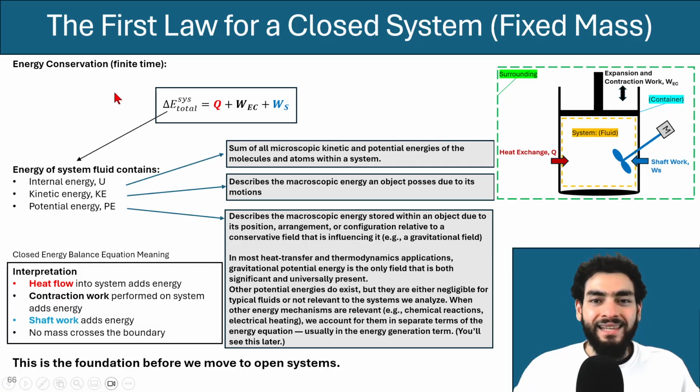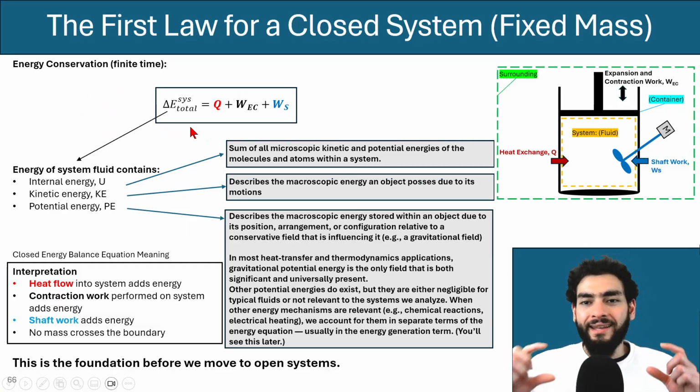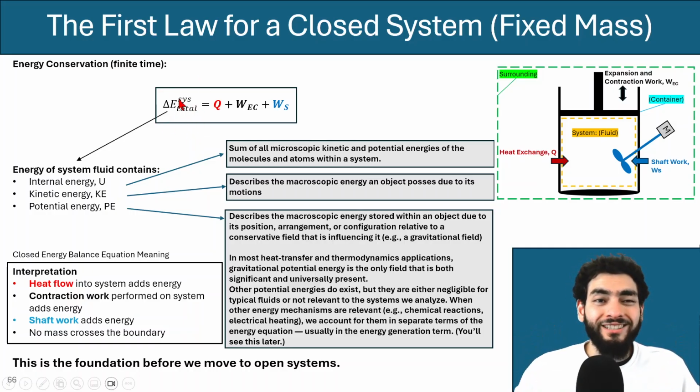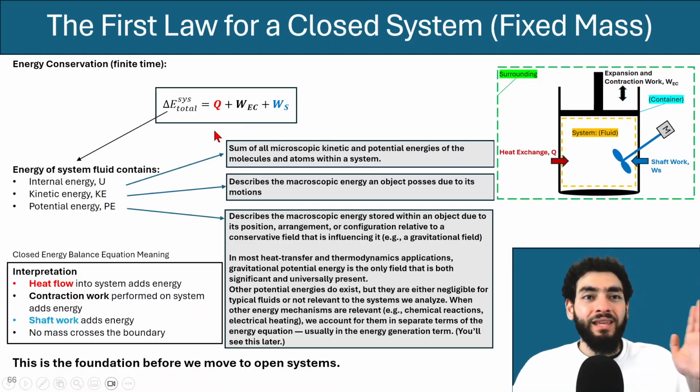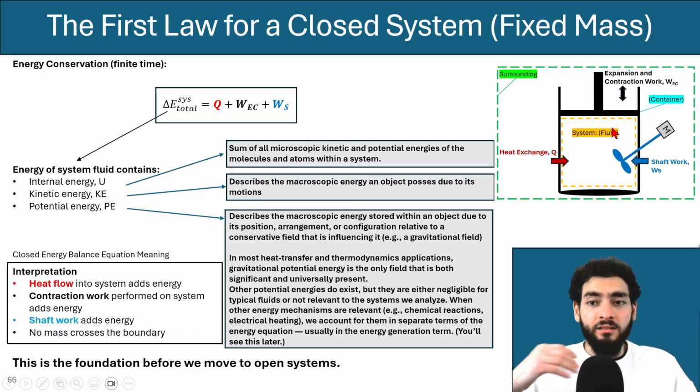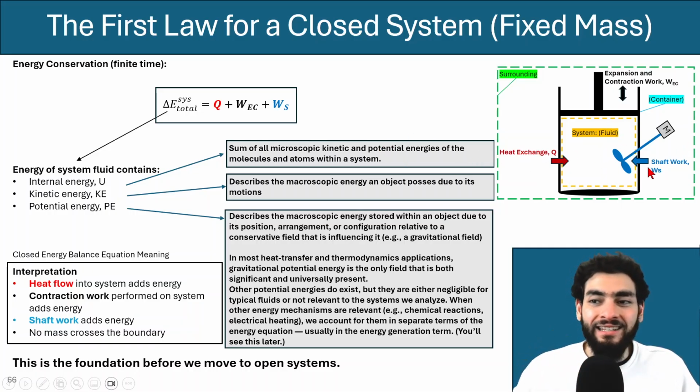So this is the equation if you look at it on a finite time interval. The change of the total energy of the system over here is equal to the heat that is being added or removed from the system, plus any expansion or contraction work the system does, plus any shaft work that's added to the system. Essentially, any change of the system's total energy must be a result of any of these three elements that change in the process.